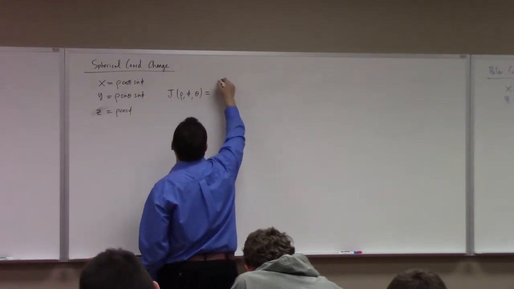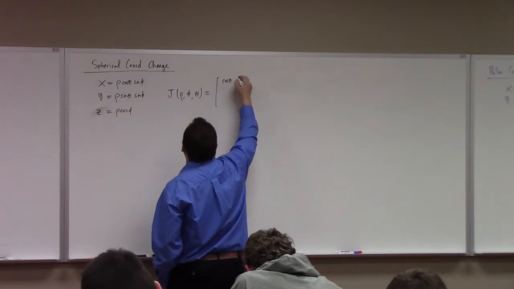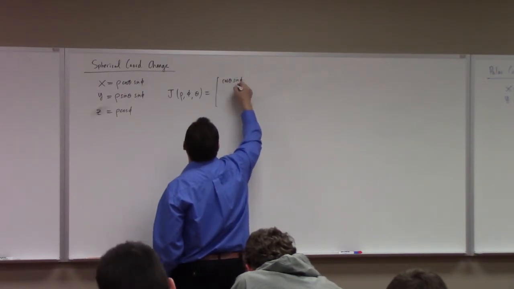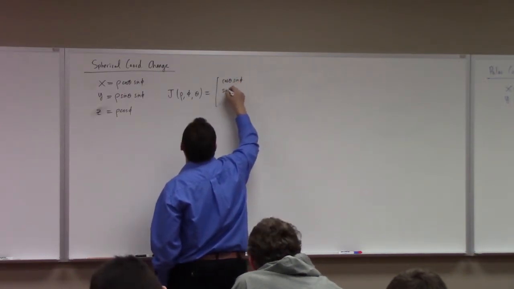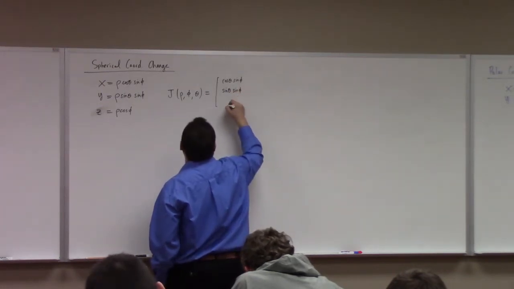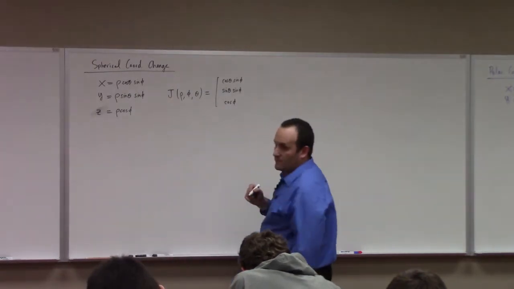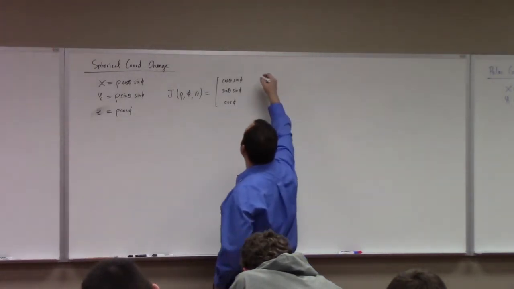What was the Jacobian matrix going to be? It's going to be cosine theta sine phi, sine theta sine phi, cosine phi. Now I differentiate with respect to phi. What do I get?